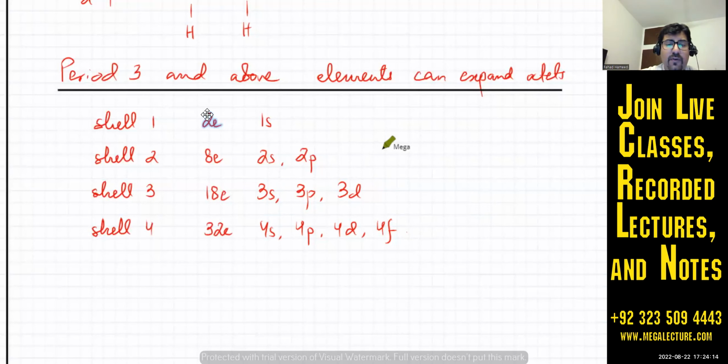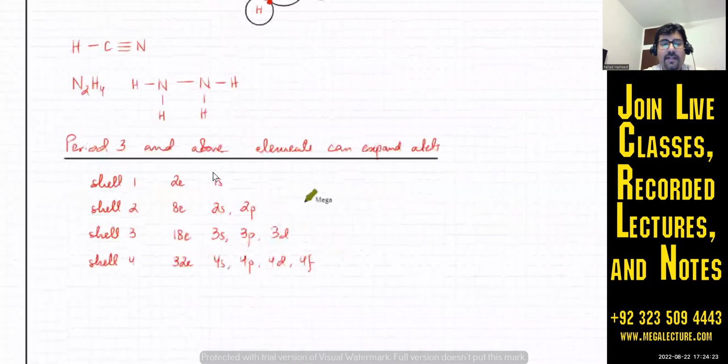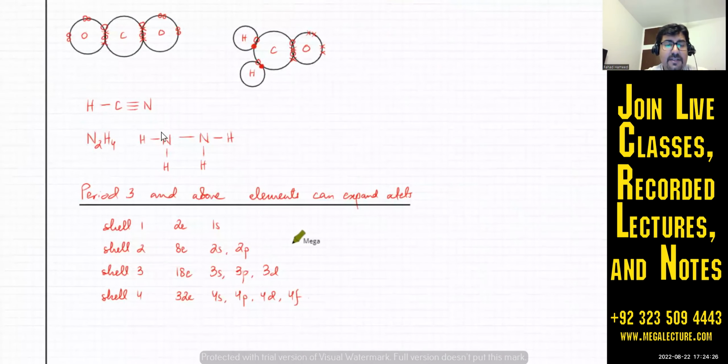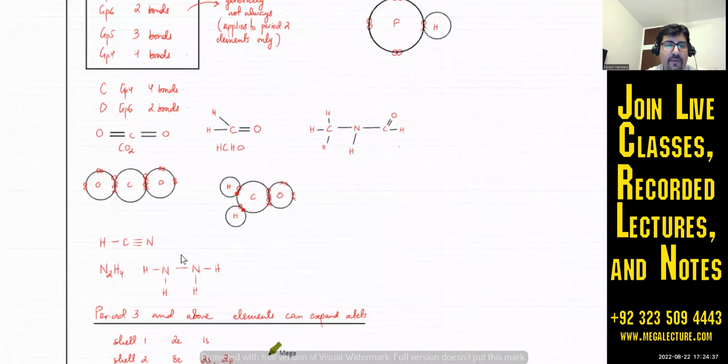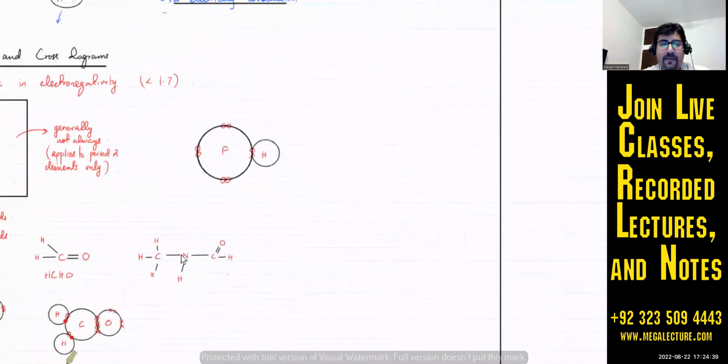So the point is that if you have shell number 1, why does hydrogen only gain 1 electron? Because there's only room for 1 electron. It can't have 8 electrons. Shell number 2 can have a maximum of 8 electrons. So all these elements that you're talking about over here, nitrogen and oxygen and carbon, they were all period number 2 elements. The maximum electrons that they can have is 8. If you talk about fluorine, fluorine can have a maximum of 8 electrons. That's the maximum limit of its shell.